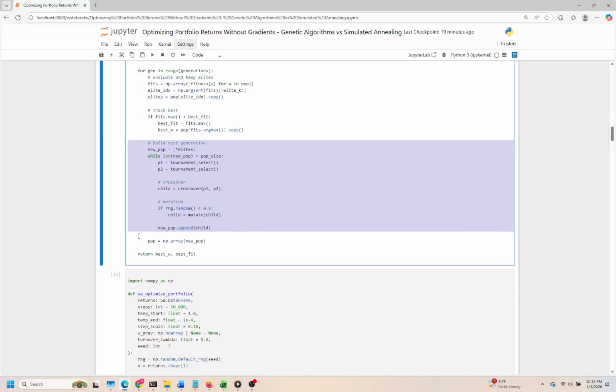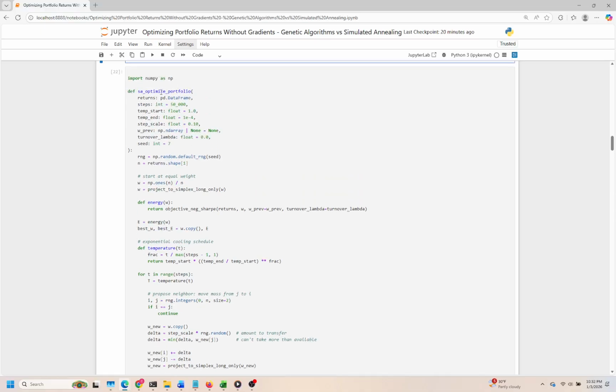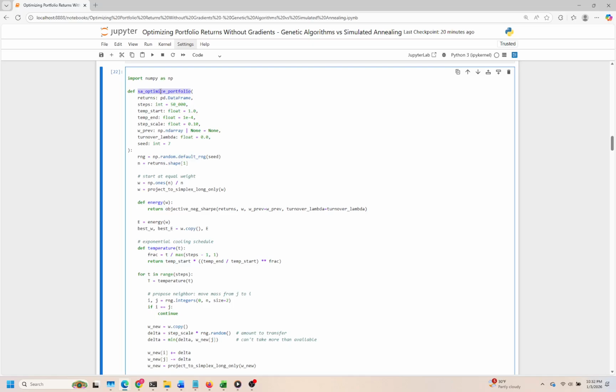Cell 4. In this cell, we're implementing a simulated annealing approach to optimize a portfolio's weights based on historical returns. This technique is valuable because it allows us to escape local optima that simpler methods may get stuck in, ensuring more robust portfolio performance. The function starts with a few critical parameters: the returns data, the number of optimization steps, the initial and final temperatures, and a scaling factor for the weight adjustments. The random seed ensures reproducibility, which is crucial for consistent portfolio evaluations.